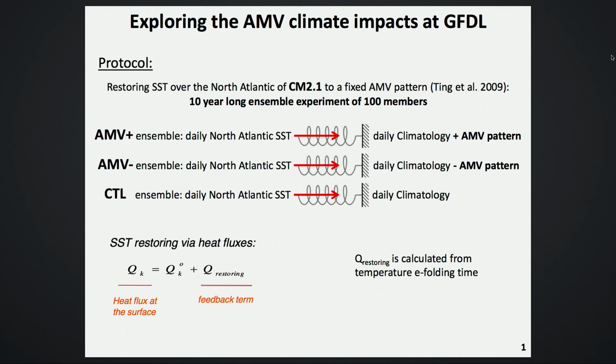The restoring is done by heat fluxes, with a 5-day time scale and a mixed layer depth of 10 meters. That is equivalent to the third case that Christophe showed yesterday, with a restoring of 120 watts per meter square per second. So it's quite soft, it's not so strong. We are still respecting the coupling, etc.